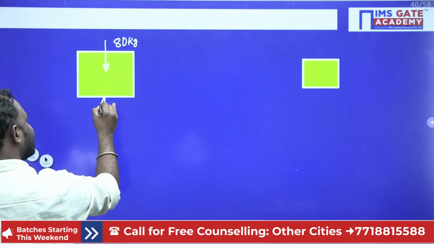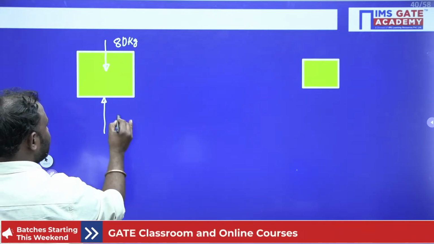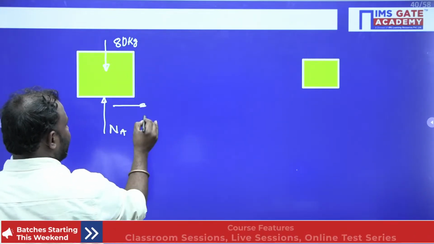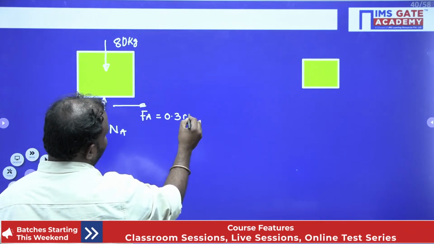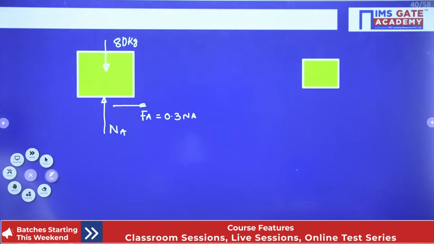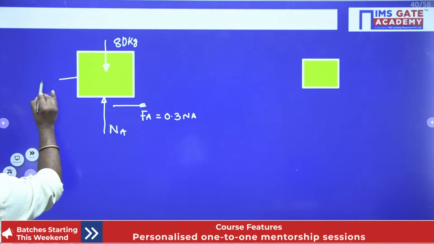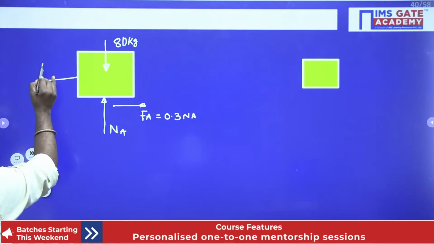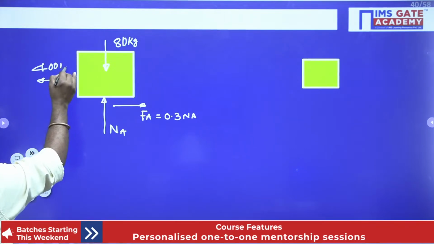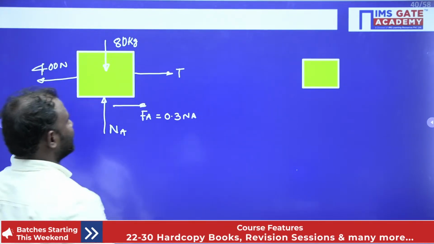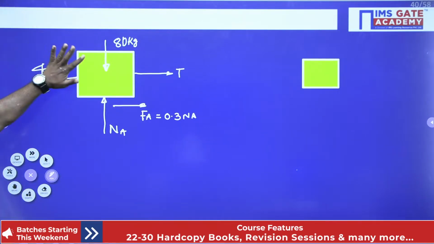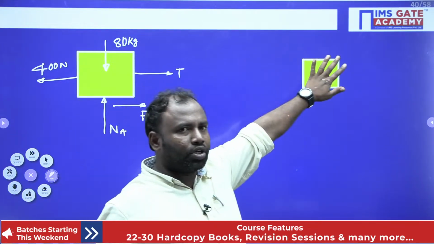Now here it is NA. Now it is going to be a FA. So I can write my FA is equal to 0.3 into NA, isn't it guys? Now here my horizontal force is acting like this, that is 400 newtons, right? Now here my tension is acting like this. So FBD of 80 kg block, FBD of 20 kg block.